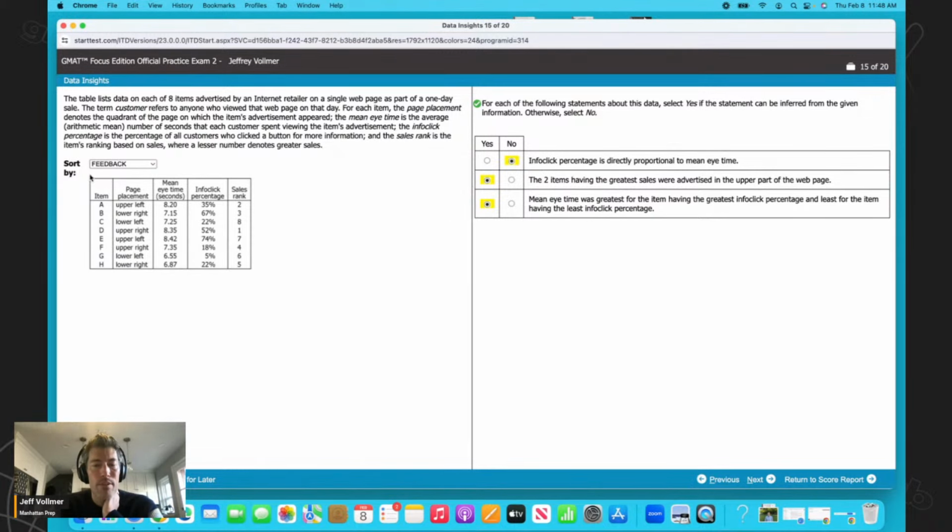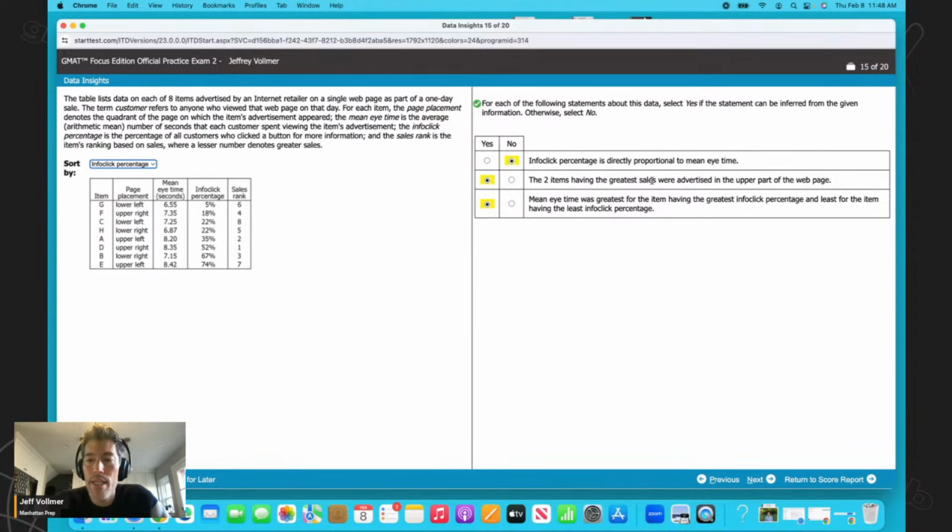Info click directly proportional to mean eye time. We just sorted and said, hey, is there a direct linear relationship? All I had to do was look at the first two here, right? If info click is directly proportional to mean eye time, when this triples or actually more than triples, this should triple or more than triple, and it does not. So that's a clear no. Look at this one over here. 5 to 74%. That goes up by a factor of 15. That would imply that this person is looking at the ad for like a minute and 40 seconds. That's ridiculous.